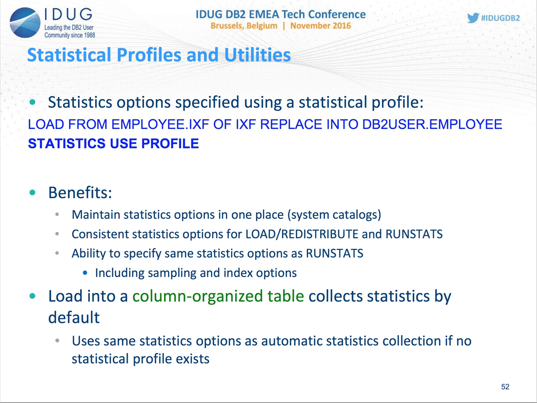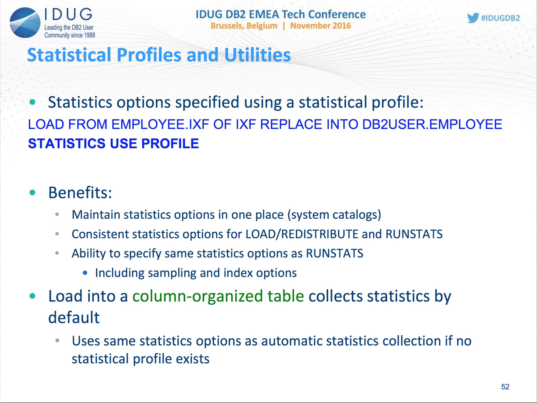Already talked about stats profiles and utilities. So here's load, showing an example of saying use profile. We already talked about the benefits, consistent run stats options, and just pointing out that for BLU tables, column organized tables, if you don't say anything about the stats, it collects stats by default for the load. Even if you don't have a stats profile registered, it will just use the same run stats options that auto run stats uses. So the distribution stats and indexes. The indexes that you might have in the column organized table if you had primary or unique keys.